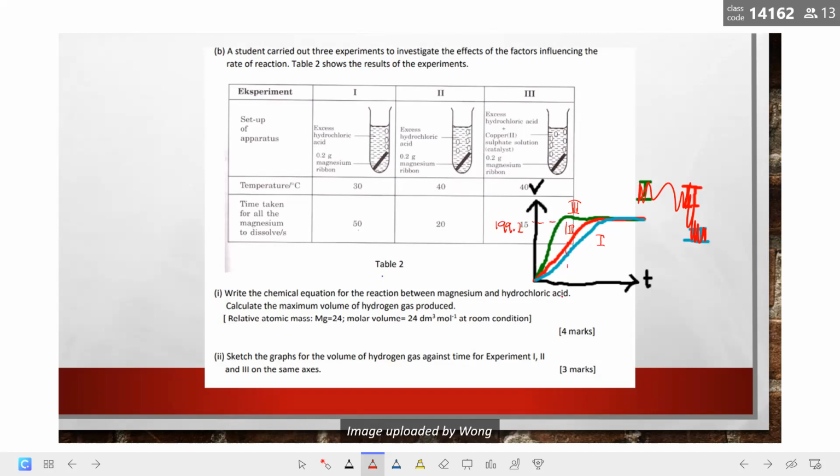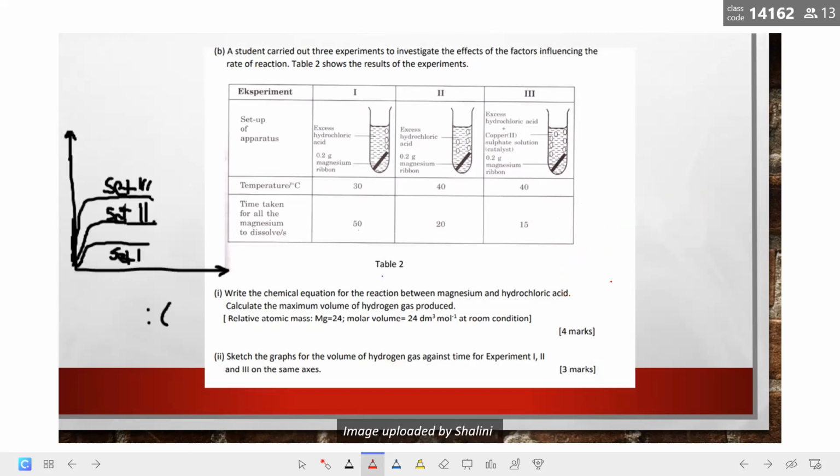199.2. Here will be my 15 seconds. Here will be my 20 seconds. And here is where my 50 seconds is. Are you understanding what teacher is saying, class? Do you get a clearer picture on how to draw the graph now? Yes, sir.